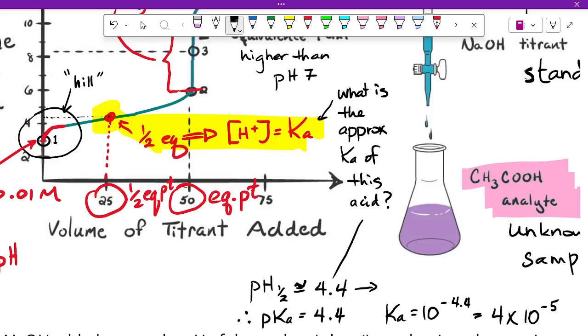Yes, you could say the concentration of H plus is 10 to the negative 4.4. You could do it this way too, right? It doesn't matter. Either way you get there.